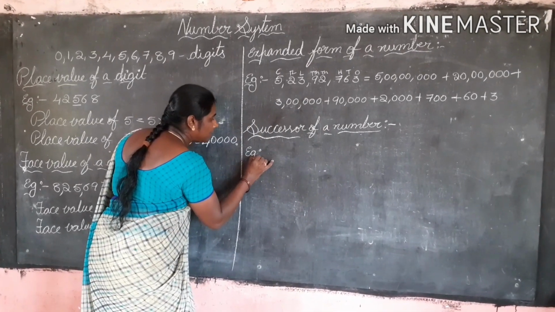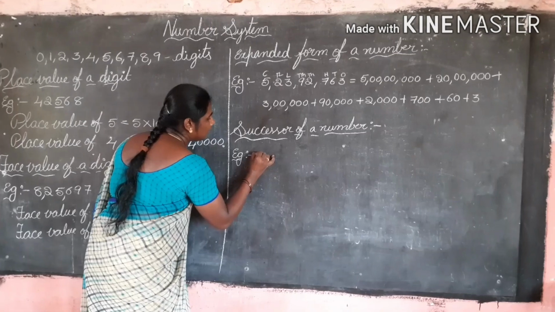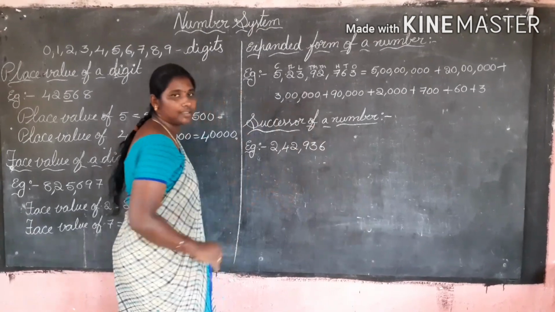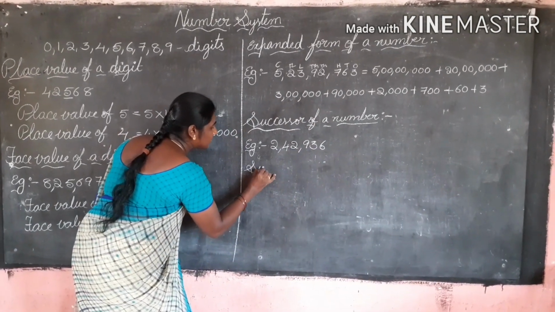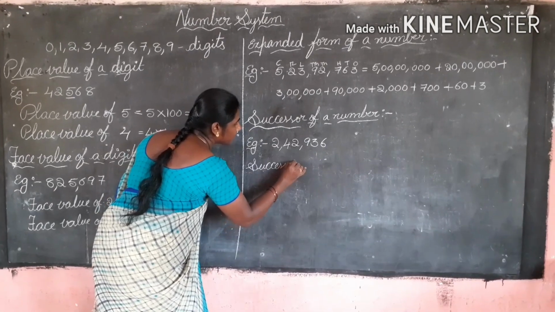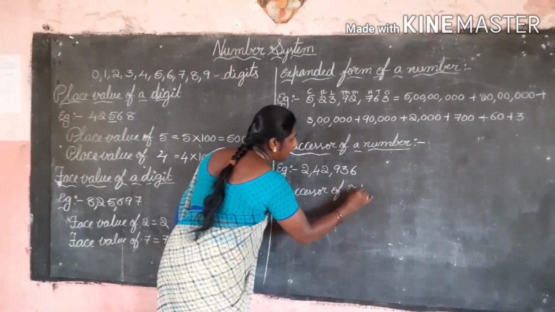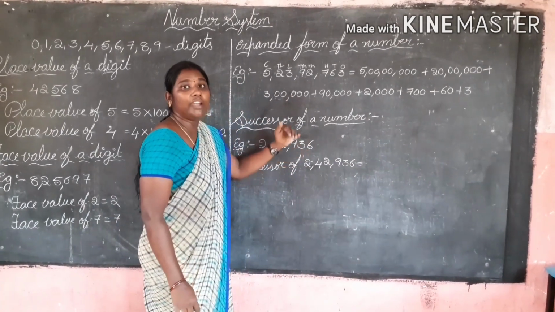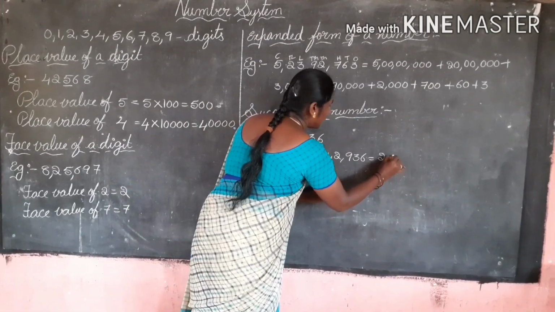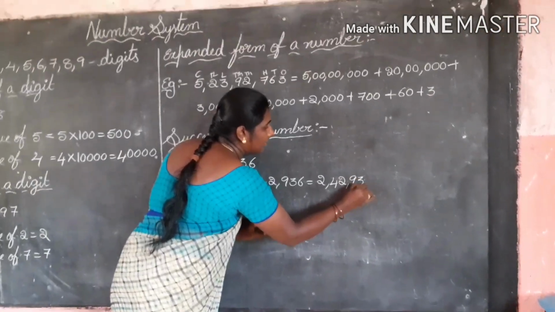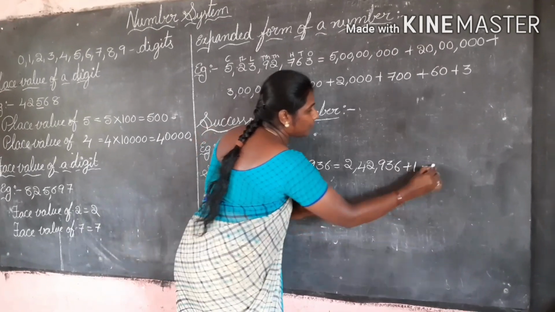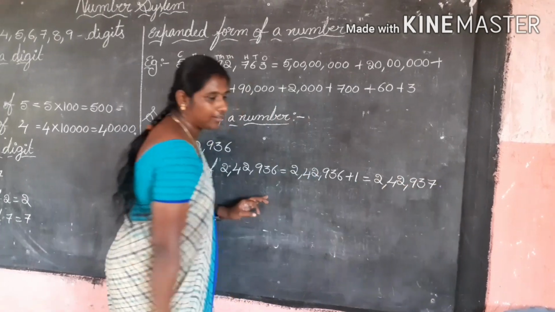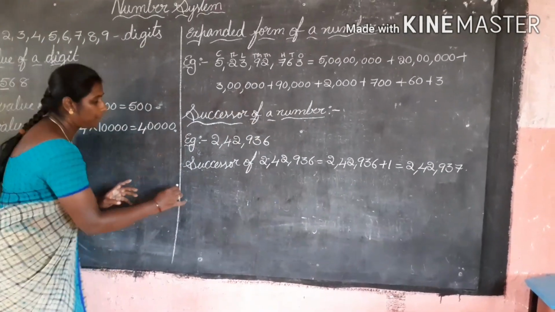Suppose, for example, 2,42,936. What is the successor of this number? Successor means what we have to do? We have to add 1 to the given number. 2,42,936 plus 1 is equal to 2,42,937.